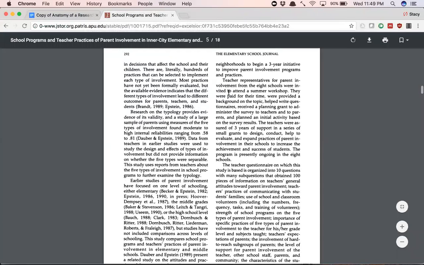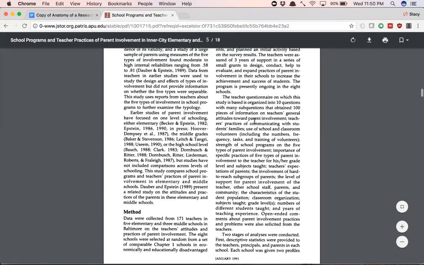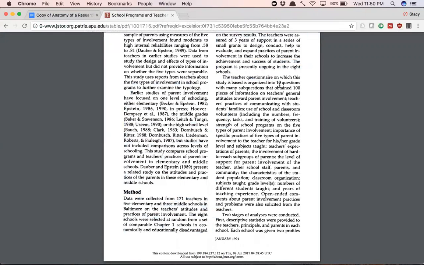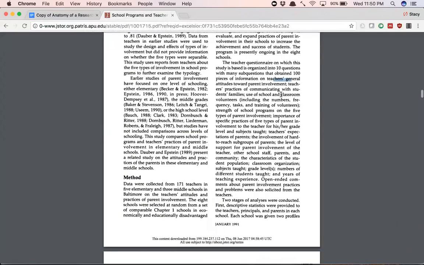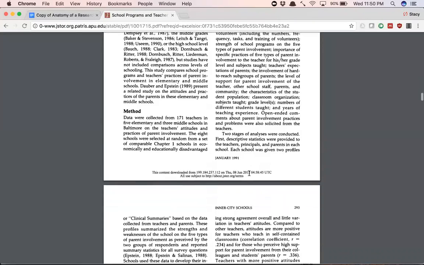Teacher representatives attended a summer workshop. They got 3 years of support. So we had a questionnaire that was 10 questions with 100 pieces of information. So there are questions and sub-questions about all of these items here, which I'm not going to read now.